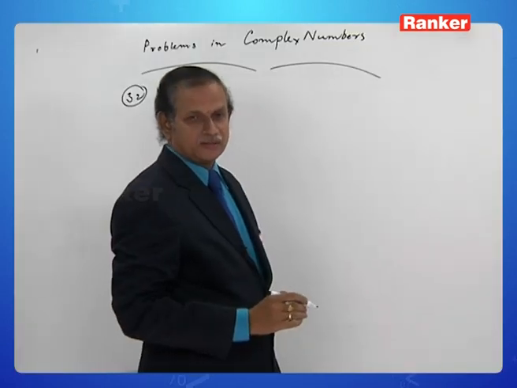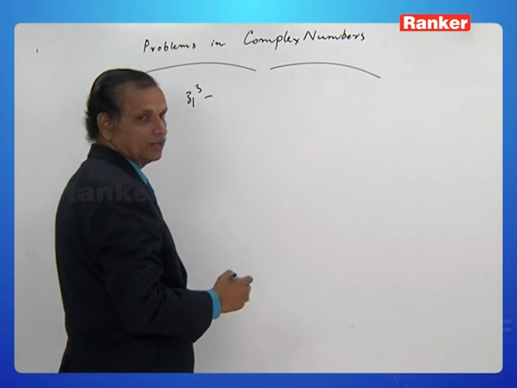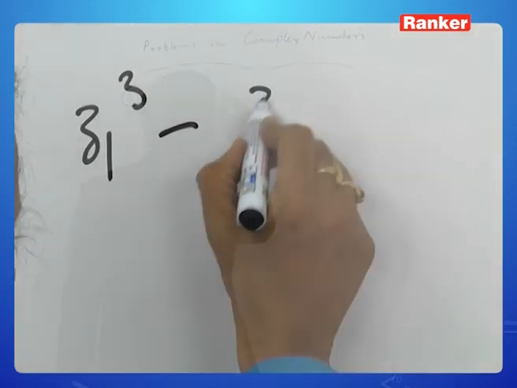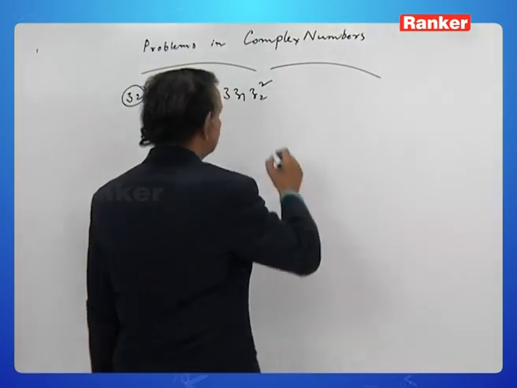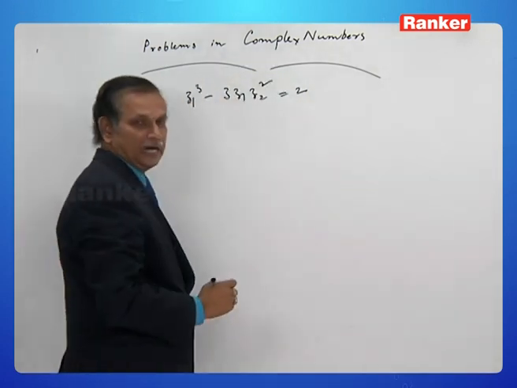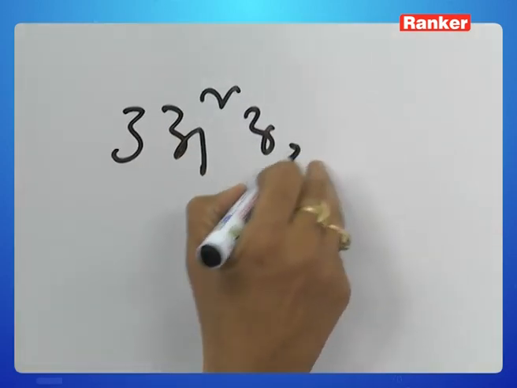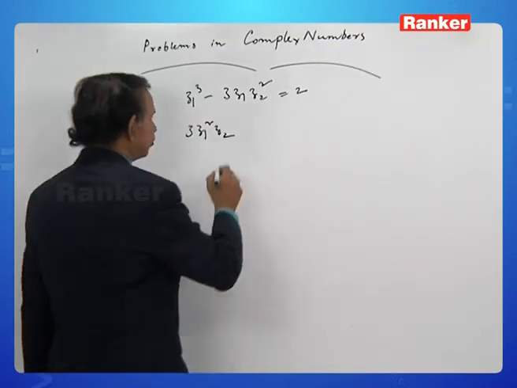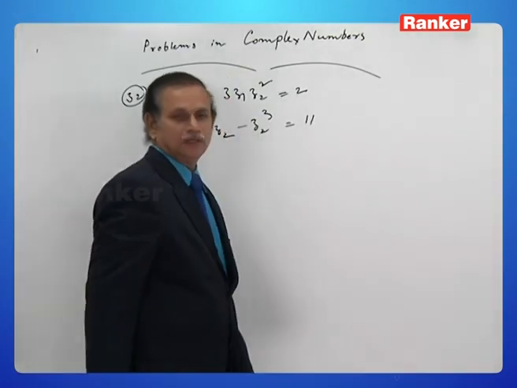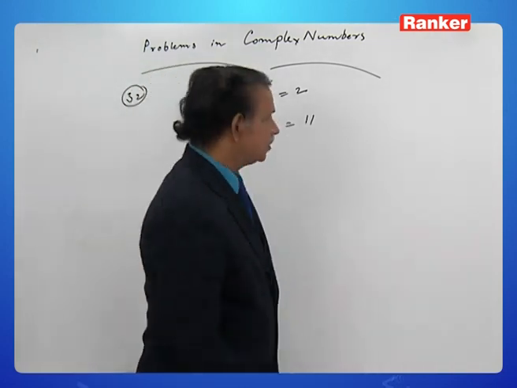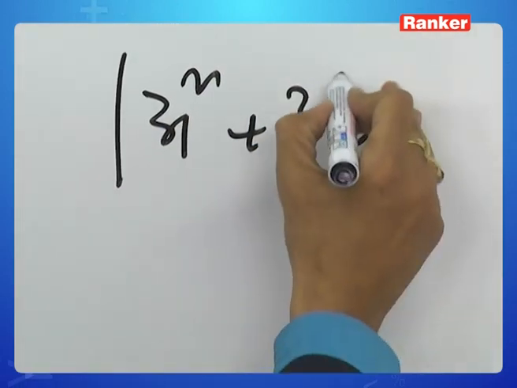What are given? z1 cube minus 3z1 z2 square is equal to 2 and 3z1 square z2 minus z2 cube is equal to 11. Then, which is required here? Mod z1 square plus mod z2 square.